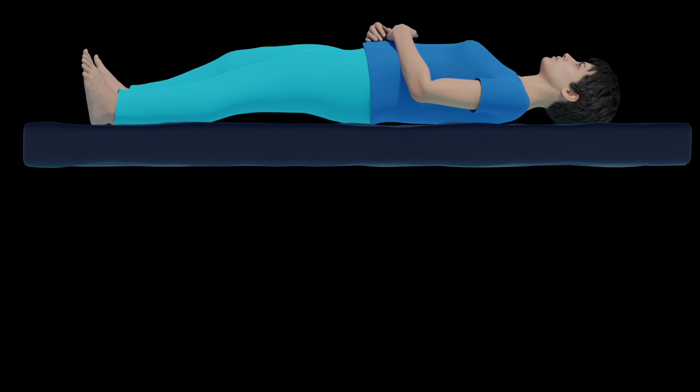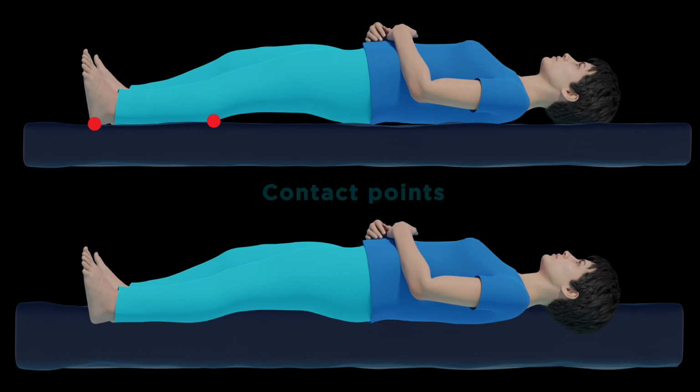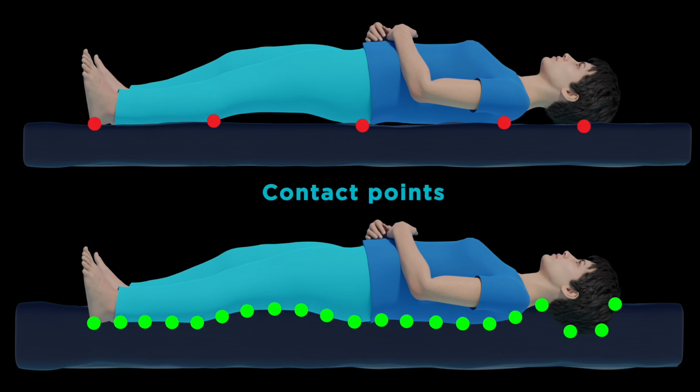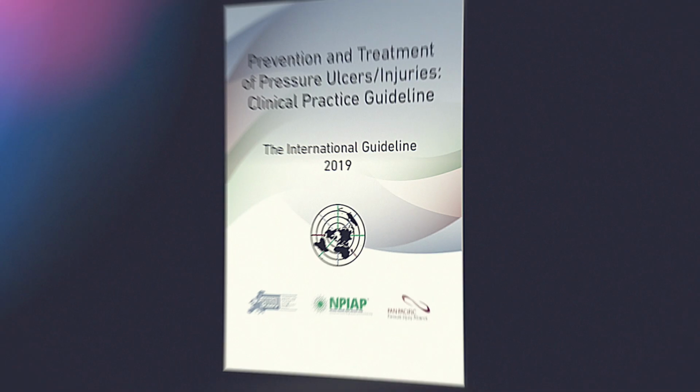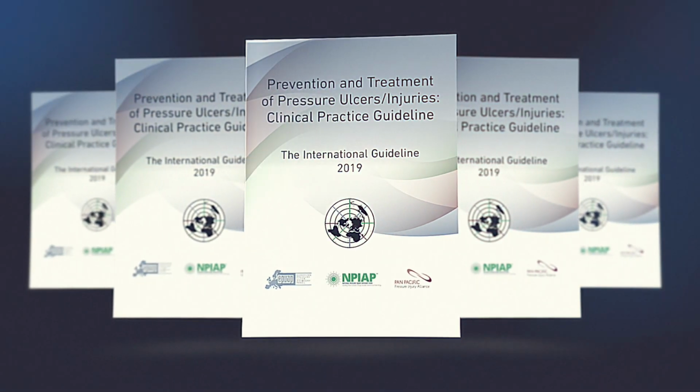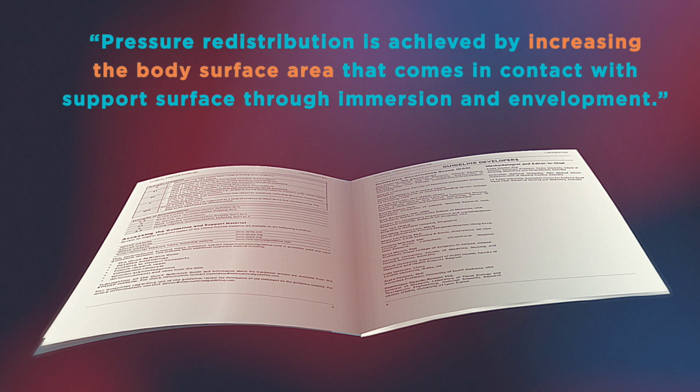Envelopment describes the ability of a material to wrap around an object. While some materials are stiff, others are more flexible, enveloping or moulding around a given shape so the greater amount of its surface is in contact. International guidelines on management and prevention of pressure ulcers recommend increasing the patient's body surface area that comes into contact with a support surface, the contact points, through immersion and envelopment.